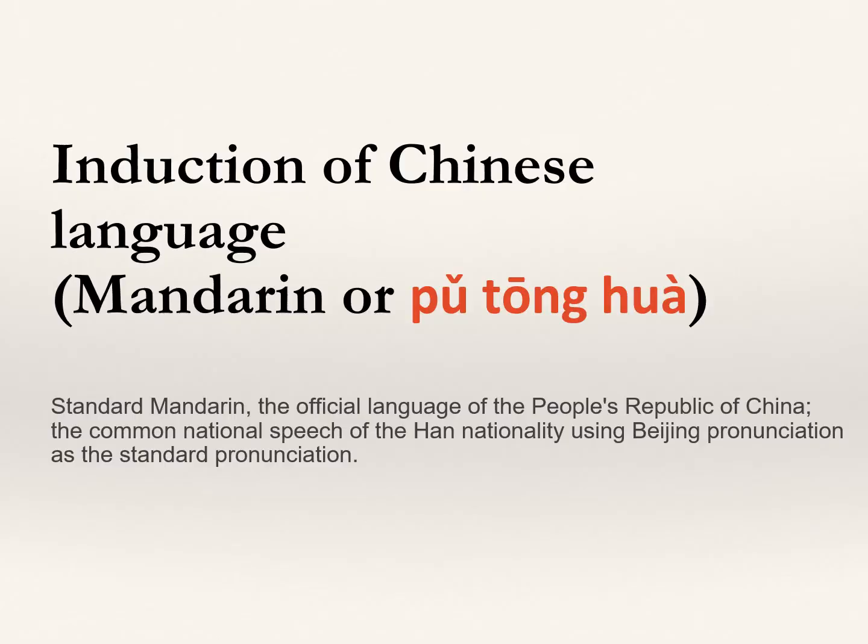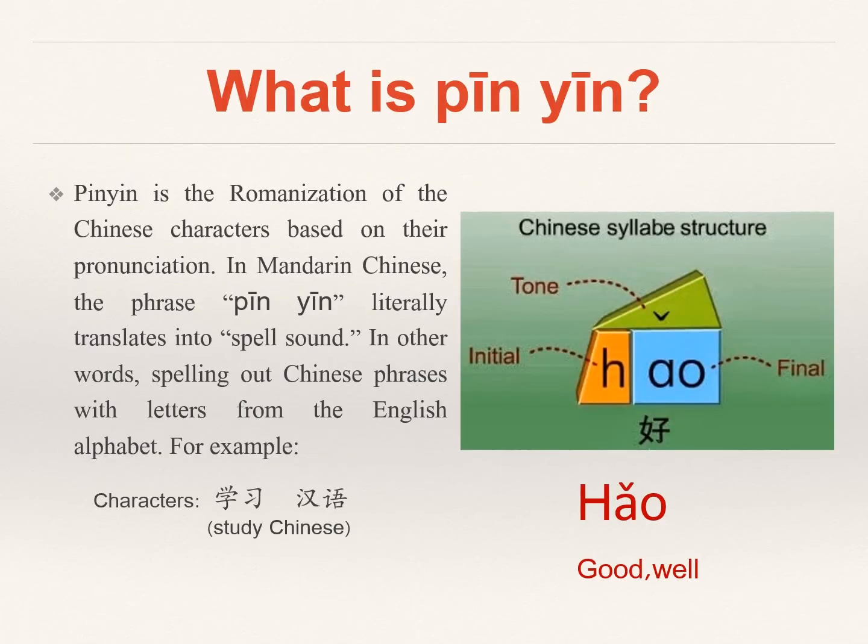So when you start learning Chinese at Liverpool, you will be learning what we call Mandarin, or 普通话, the official language of the People's Republic of China and also the common national speech. Why? Because there are also branches of dialects that are still in use today. So Mandarin is the common speech and also the official language that you'll be learning as a base of your language learning journey.